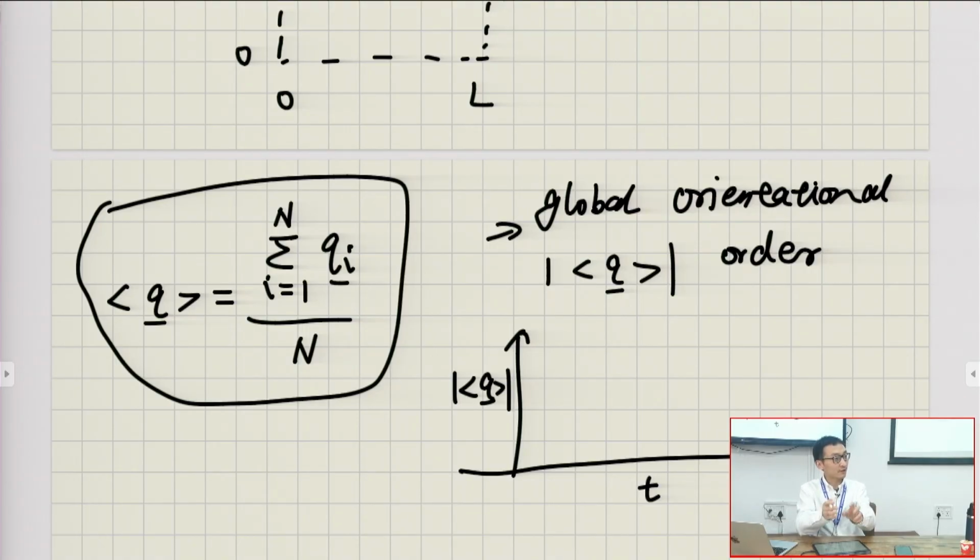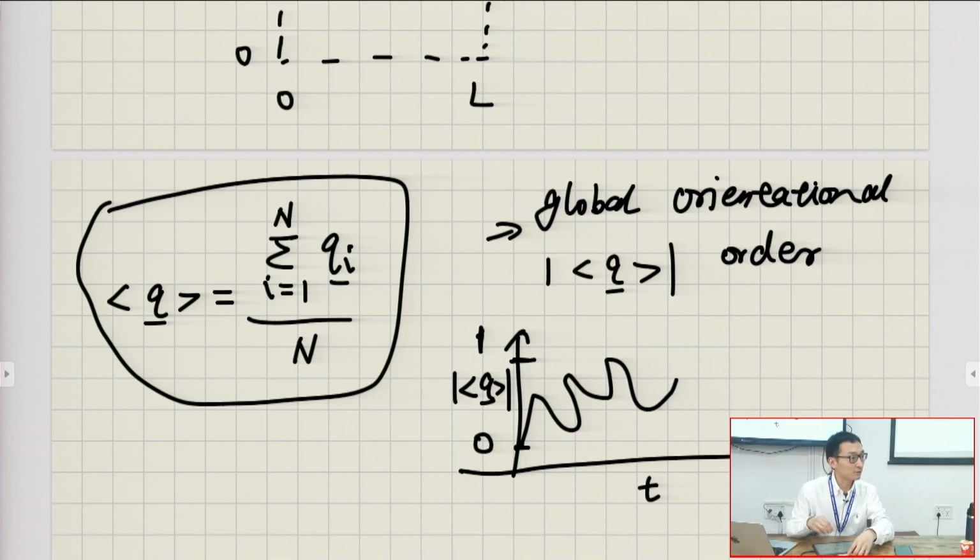Suppose initially you start with randomly arranged orientations, so Q should be 0. Because I've taken the magnitude, it's always positive. If it's fully aligned, that should be 1, right? But in the real system, it should be fluctuating between these two extreme values. And how large this is determines how much global order there is in the system. So that's a system order parameter that we can look at in this case.